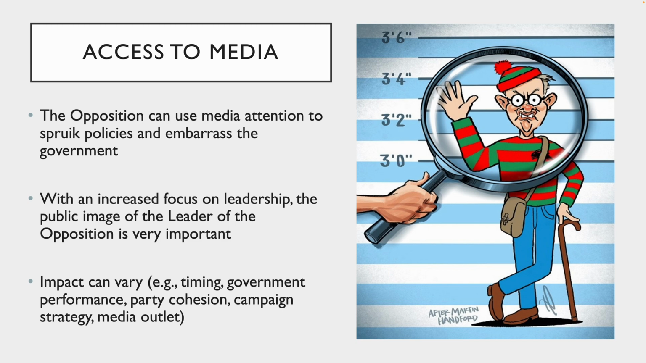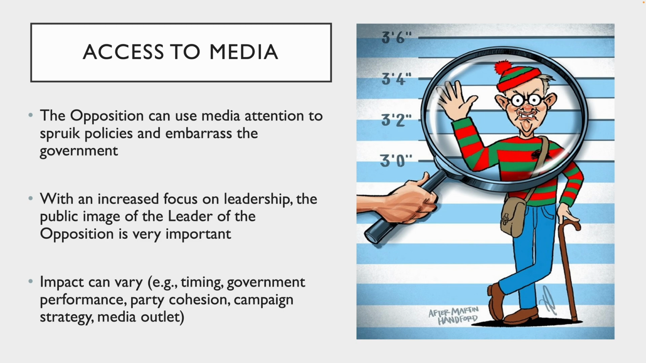That is mirrored in the focus on the Leader of the Opposition during an election campaign. What's important to remember here is that impact can vary widely with the media, and it can often depend on the timing. So is there an election campaign, for instance, happening? It can depend on government performance. So if the government is struggling a little bit in terms of their engagement with the media, the opposition can probably take advantage of that. It depends on party cohesion.